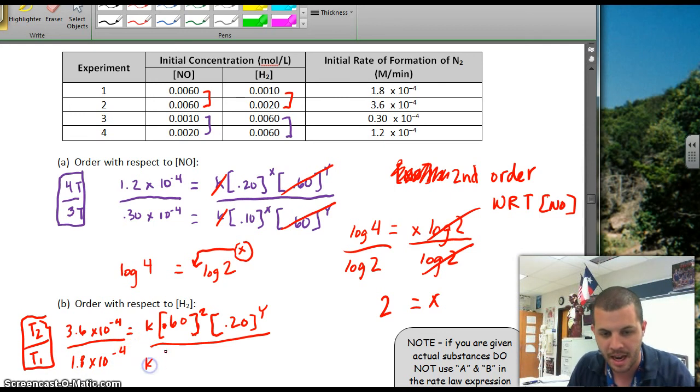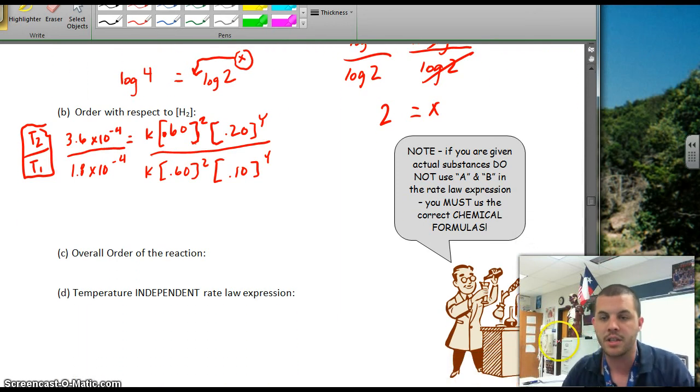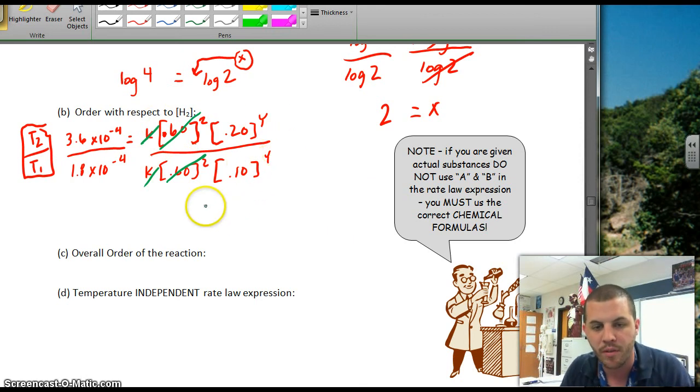And that's times K times 0.60 squared and 0.10 to the y. Okay? And so now we're going to cancel where we can. So let me choose a different color so we can cancel. K's cancel. 0.60 squared cancels. And now I have 0.20 to the y over 0.10 to the y, which of course is just going to be 2 to the y.